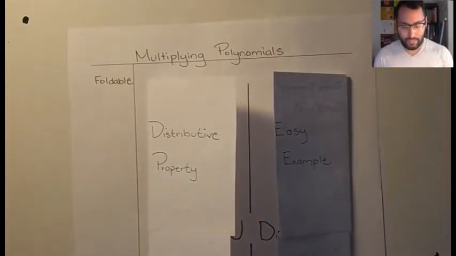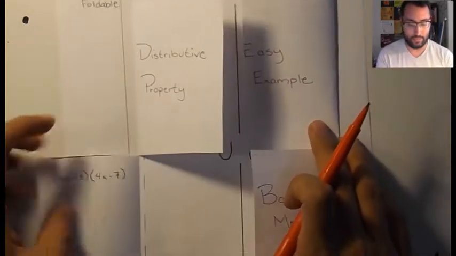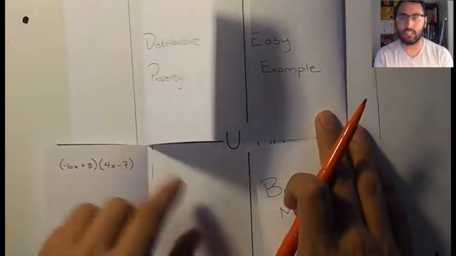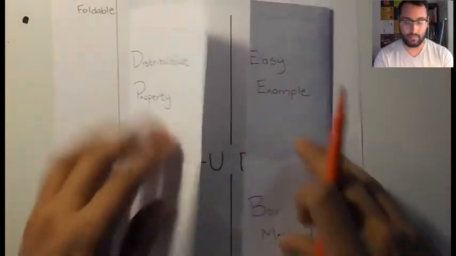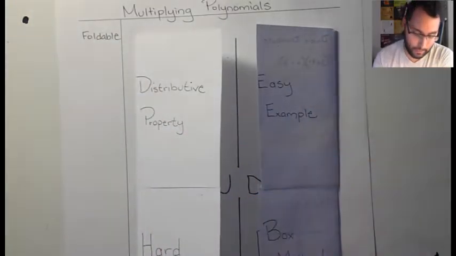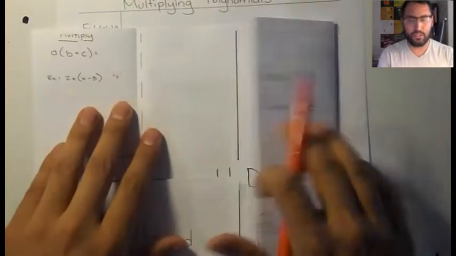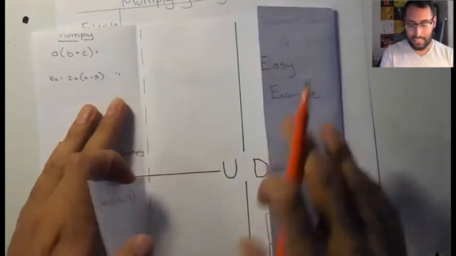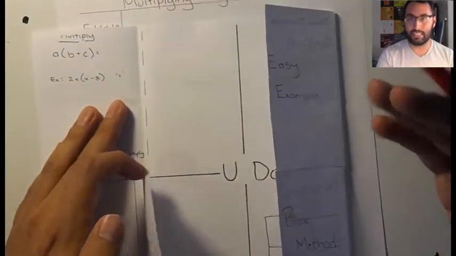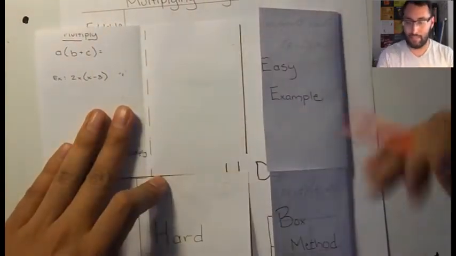What I'd like for you to do, if you haven't done so already, is cut the foldable from the edge to the dashed line on both sides, left and right, and just fold it down so we can see these four flaps on distributive property, easy example, hard, and then box method. I'm just going to go through the different parts. On the center it says you do. We're only going to do that in class, so we're only going to focus on really the flaps here.